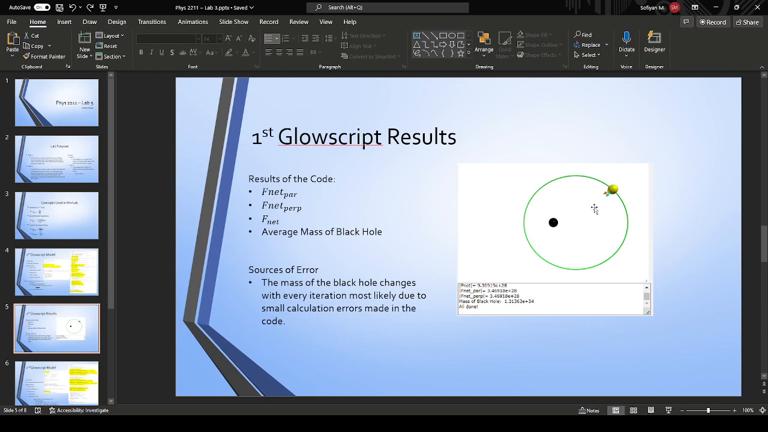So for our results, you can see the arrows right there, and the results we got are the F net, the parallel and perpendicular components of the F net, and the average mass of the black hole. I say average because the source of error for this part of the lab was that the mass of the black hole changes slightly with every iteration, most likely due to small calculation or approximation errors made in the code. So I added them all up and divided by the number of iterations, and we have the average mass right there.